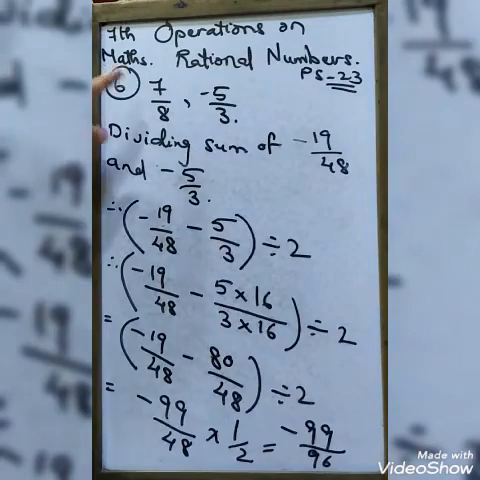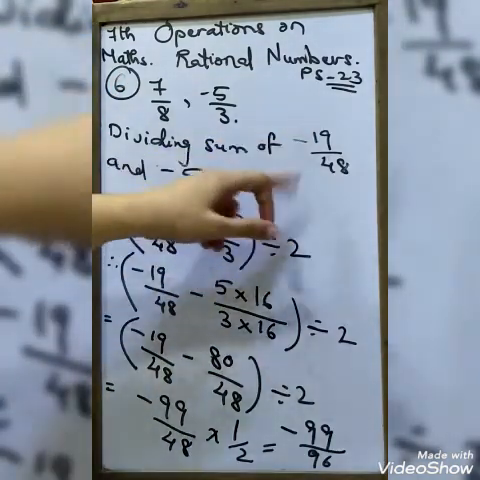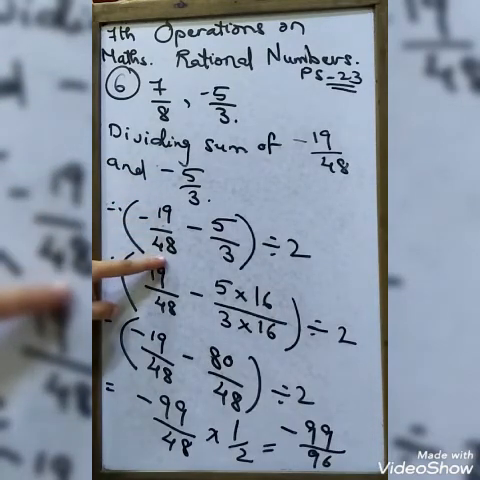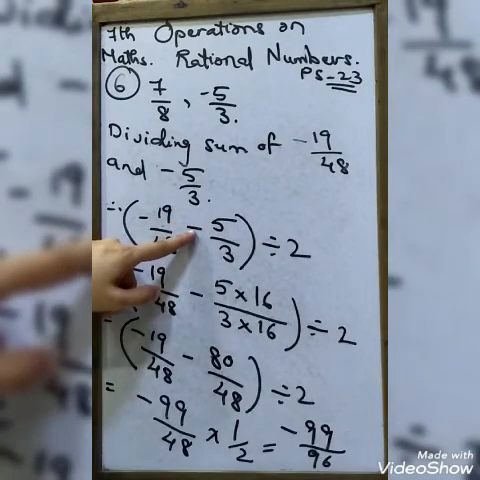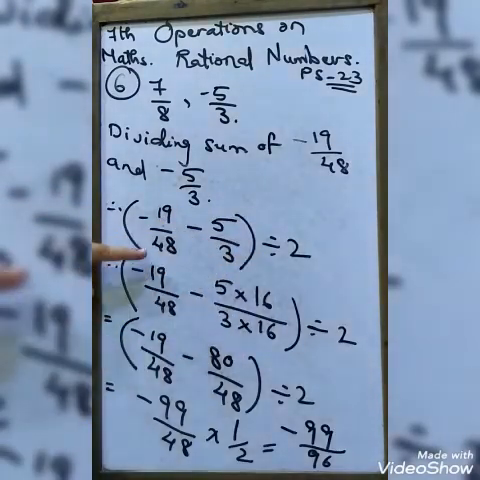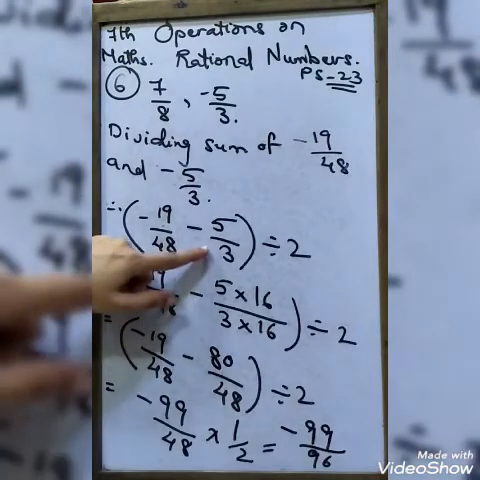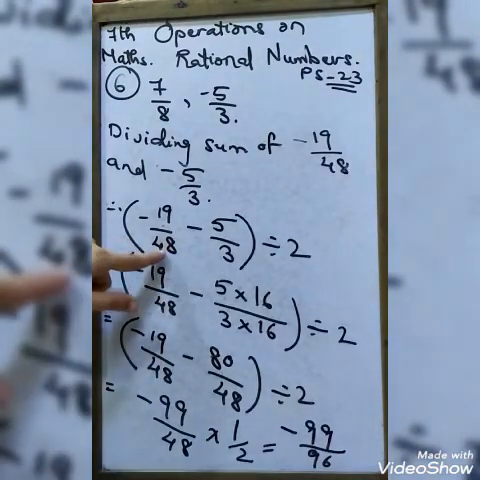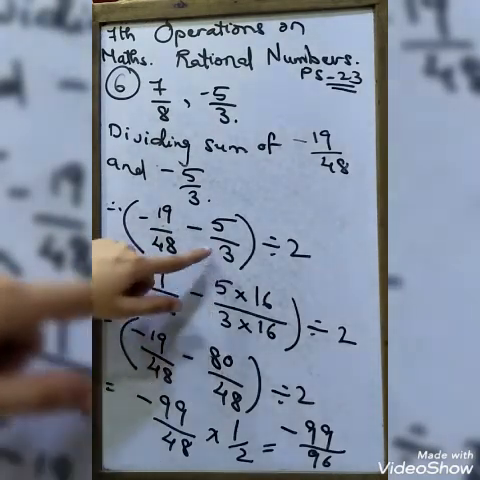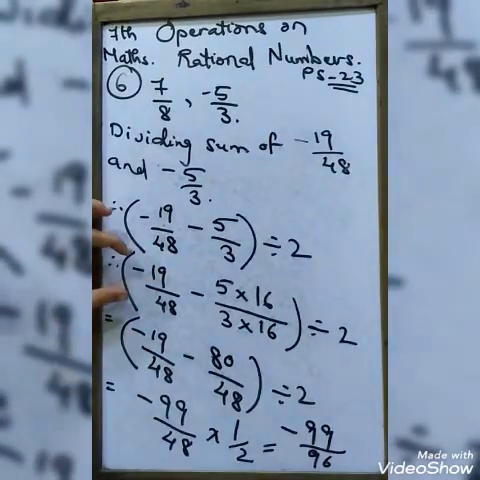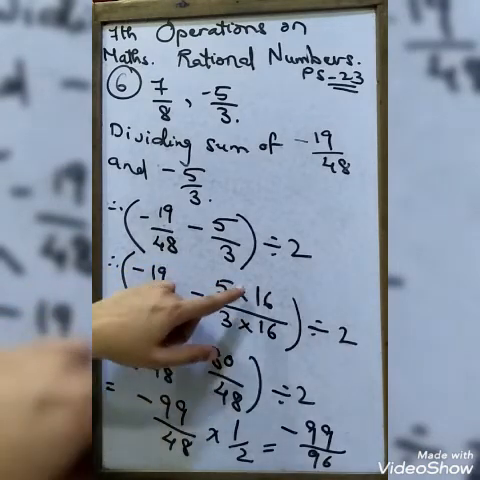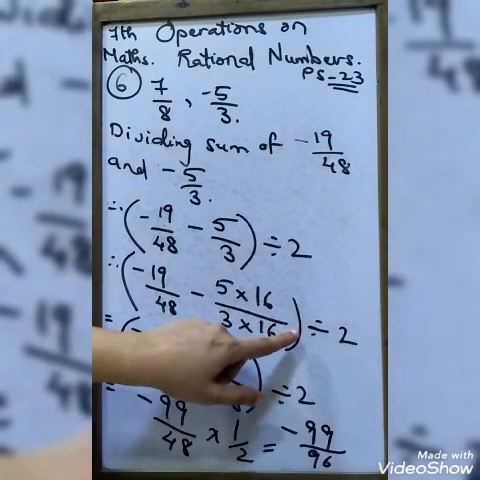Now we are taking minus 19 upon 48 and minus 5 by 3. So I have written minus 19 upon 48 like that, and then minus plus minus, so that's why I have written the minus sign here, 5 by 3 divided by 2. If we compare the denominators, we come to know that this is 3. So 3 can be made into 48 to make the denominators equal. So we are multiplying the 3 by 16 because 16 3s are 48. Your first fraction we are keeping like that and 5 upon 3 is multiplied by 16. Then the answer is divided by 2.